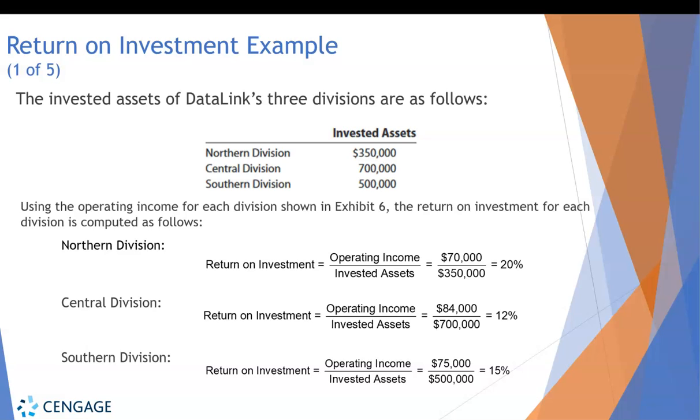So although the central division generated the largest operating income, its return on investment is the lowest. It's sitting at 12%. So relative to the assets invested, the central division is the least profitable division. When you compare it to the other divisions, the northern division is at 20% and the southern division is sitting at 15% return on investment.